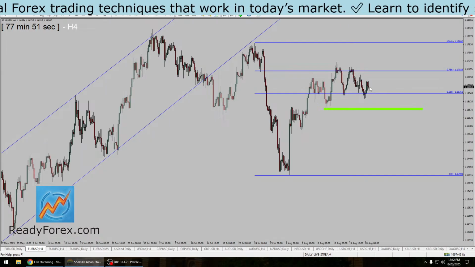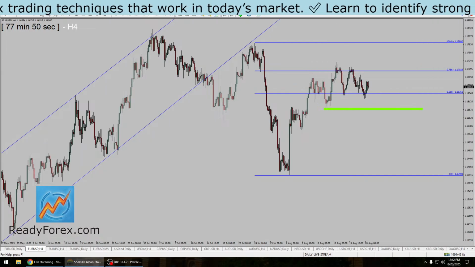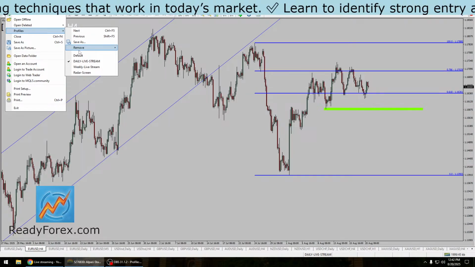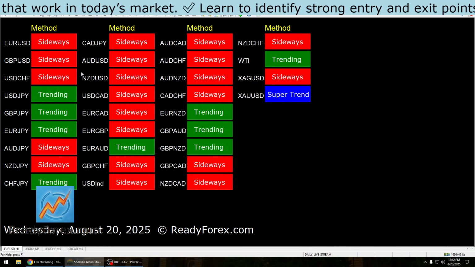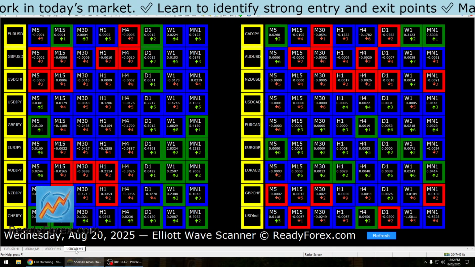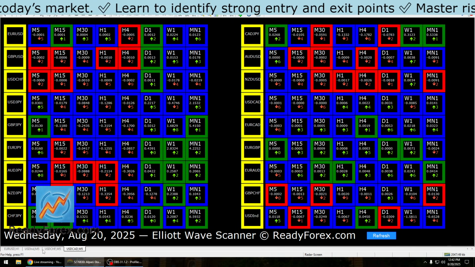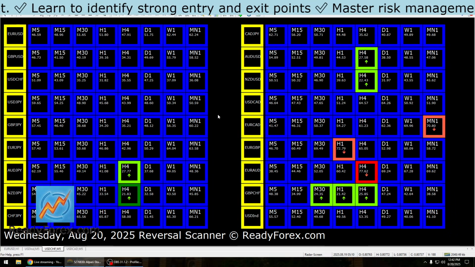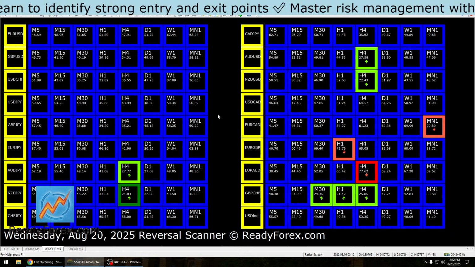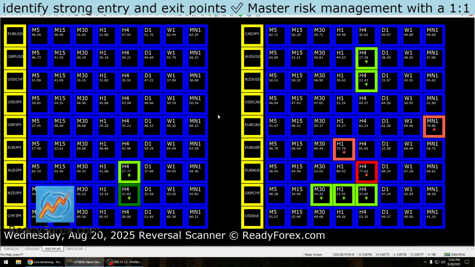Okay, I think that's pretty much it for the time being from my side. Let me go back to the radar screen. Okay, the Aussie dollar and NZD both are going down.